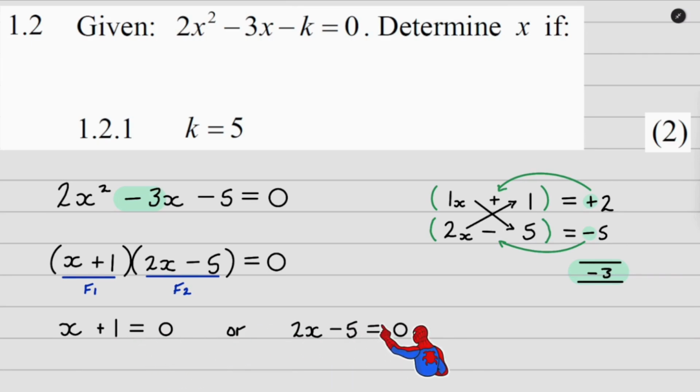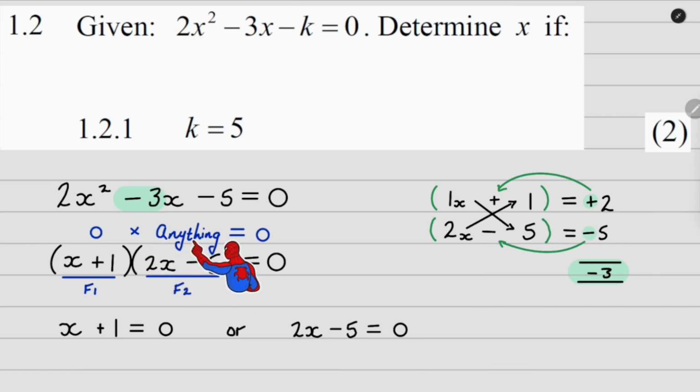If you're curious to know why we do that, it's because 0 times anything equals 0. So if I make this bracket or factor 0, I don't care what this bracket is. It can be anything at all. I'm still going to get 0, and it will maintain the integrity of the equation. It will make the equation true.